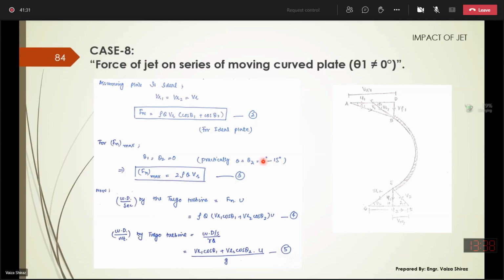Practically, it can range up to 15 degrees. It depends because sometimes you have the limitation on the side. You cannot make angle exactly 0. So it can be increased and you make the angle to 15 degrees.